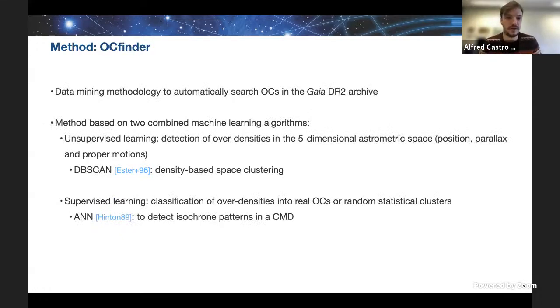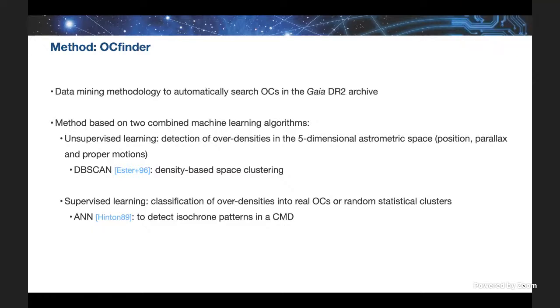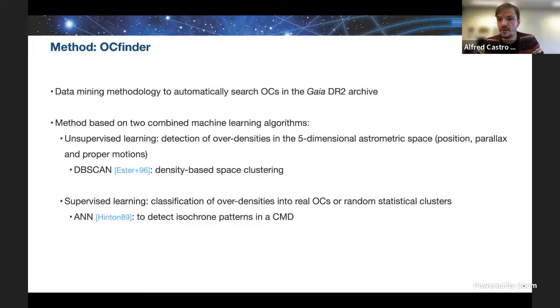Okay, so the method, we now call it OC Finder, like Open Cluster Finder. It's not a very new name, but okay. It's a data mining methodology to automatically search for these clusters in the Gaia Archive. I said here Gaia DR2, but it works with any release. The method is based on two machine learning algorithms. First, as I said, the detection of overdensities in astrometric space. For that, we use unsupervised learning, so we don't know what we are going to find. We try to detect stars that share common properties, and we do that using the HDBSCAN algorithm. We'll explain more about this after. And then we use supervised learning to classify these overdensities into mere statistical overdensities or real open clusters by looking at their CMDs, color magnitude diagrams. We do that using an artificial neural network.